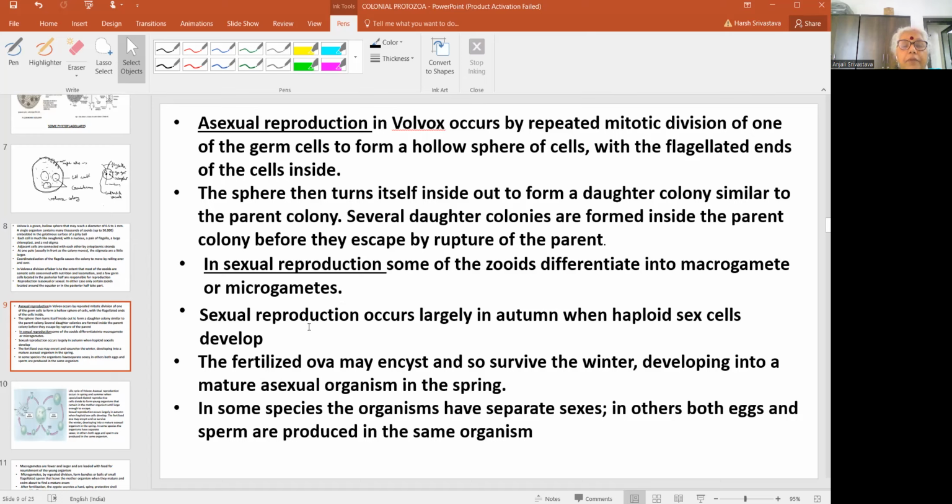At the advent of the winter season, some of the cells retract their flagella and behave as macro or micro gametes. Some of them are larger in size and behave as macro gametes, acting as ovum or ova, and the micro gametes are smaller in size and behave as the spermatozoa.